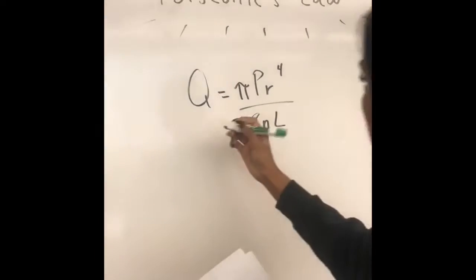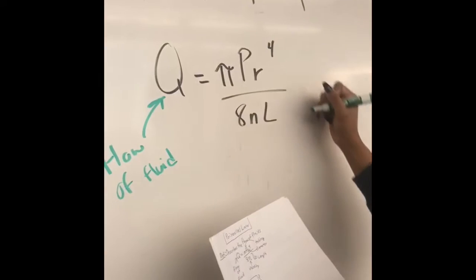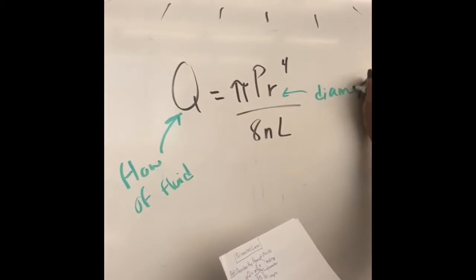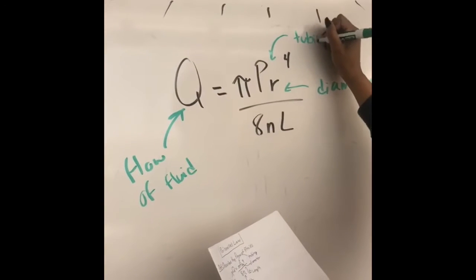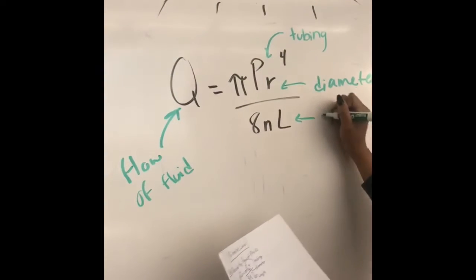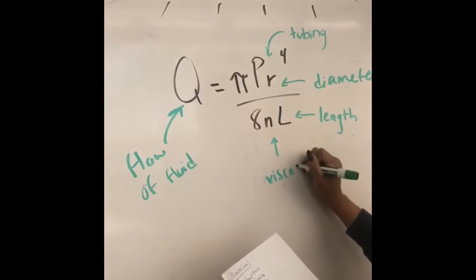The Q in this equation is the flow of the fluids. Our next variable is r, and r is the radius. Next, we have the P, which is the pressure of the tubing. And then we have L, which is the length of the substance. And lastly, we have n for the viscosity.